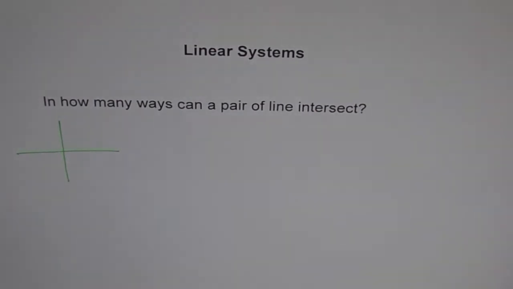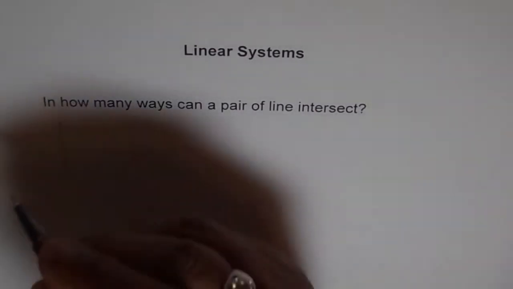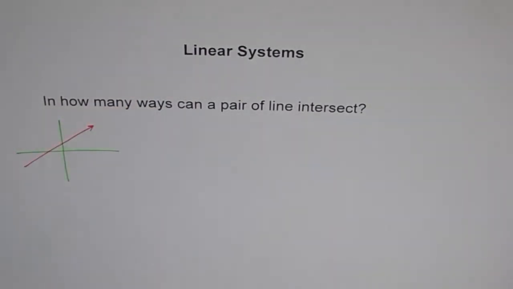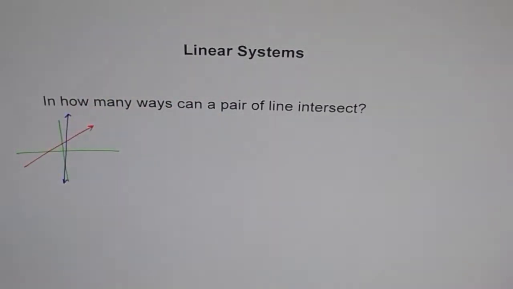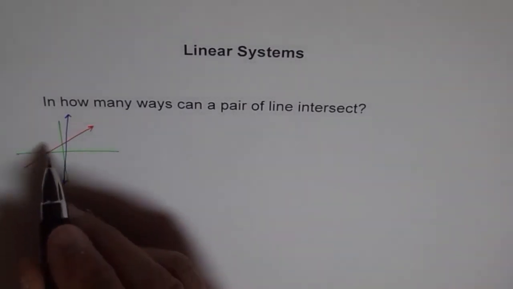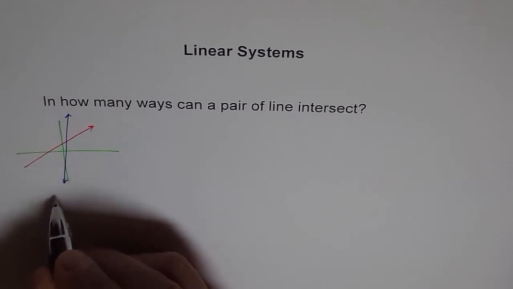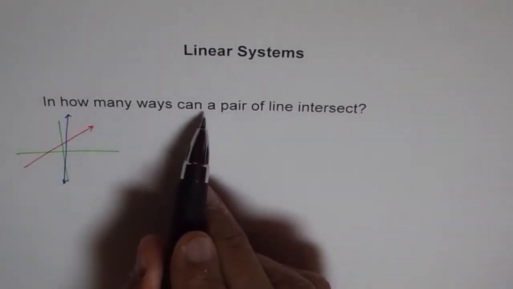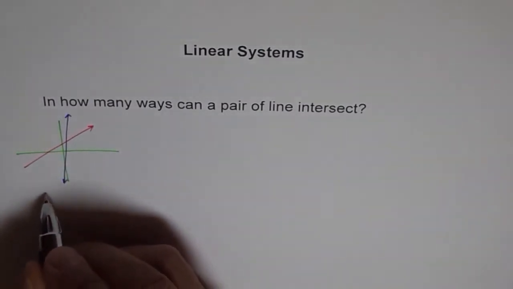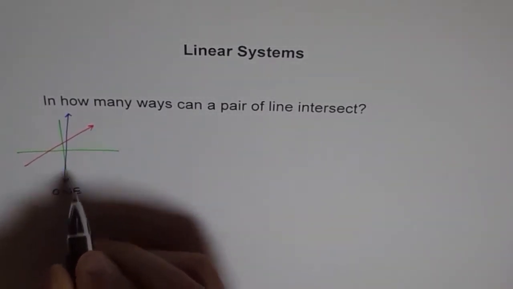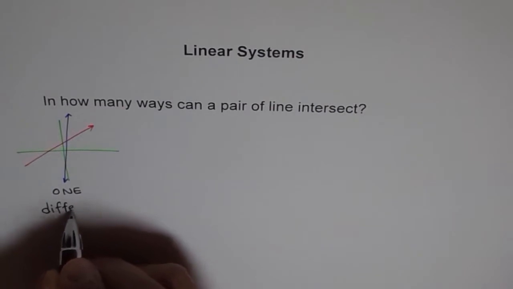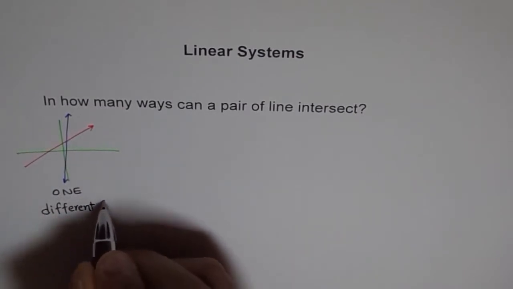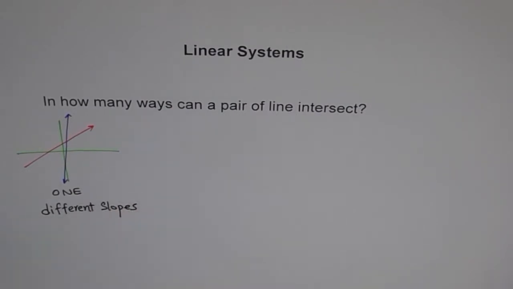One way is that there are two lines which have different slopes. Let's say this is one line, right? And this is some other line. So any two lines with different slopes will always intersect at one point. So the number of intersections is 1, right? So in how many ways can pairs of lines intersect? They have one point of intersection. And what is the primary condition here? That's different slopes. This is the primary condition.